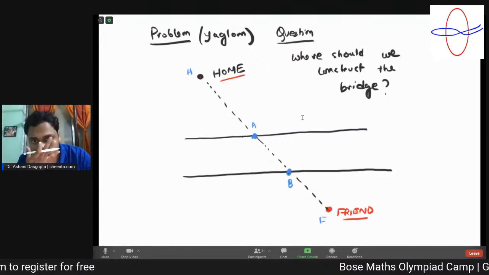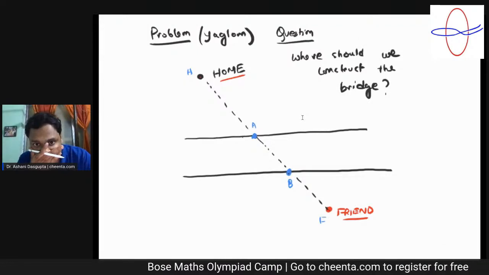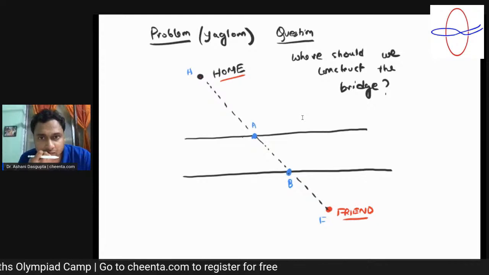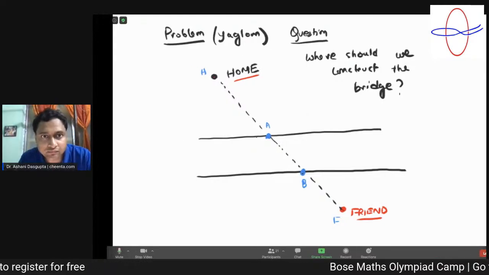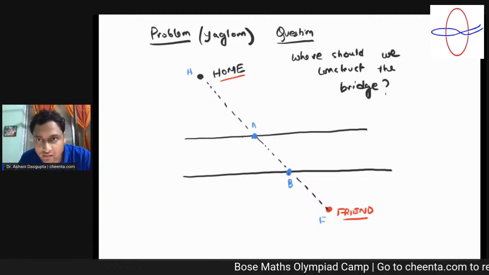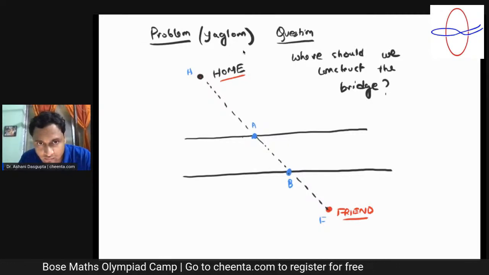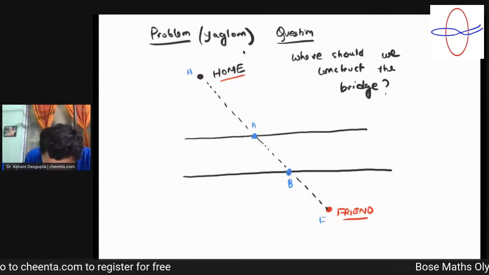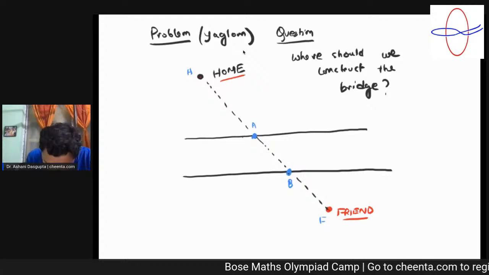Sir, can I tell? Yeah, please go ahead. So you have to find the midpoint of AB, and then that will be the midpoint of the bridge. Midpoint of AB, and that would be the midpoint of the bridge. Okay.